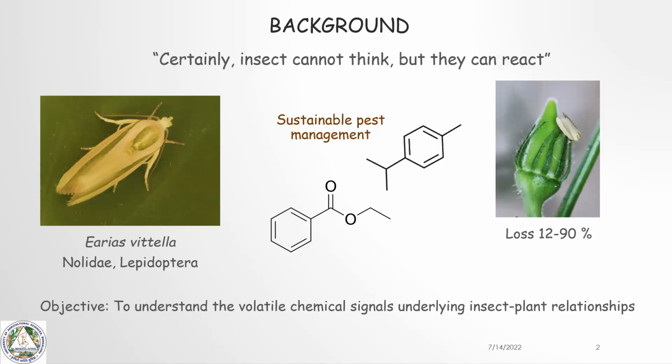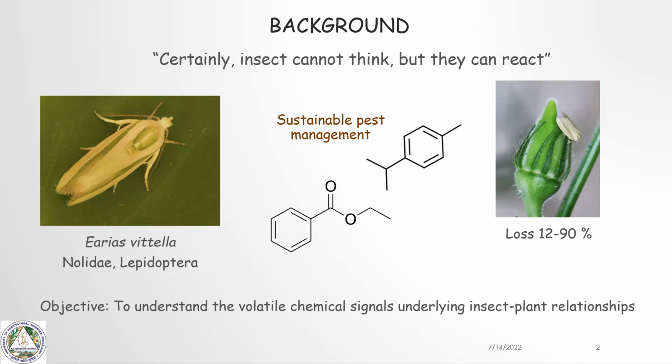In light of the foregoing, the objective of this study was to understand the volatile chemical signals underlying the insect-plant relationship. Here, Earias vittella, commonly called the okra shoot and fruit borer, was used as a test insect on different host plants of Abelmoschus species, because the damage of this insect has been recorded in the range of 12 to 90% in the okra ecosystem in different parts of India.